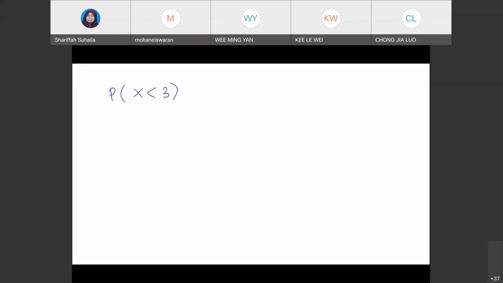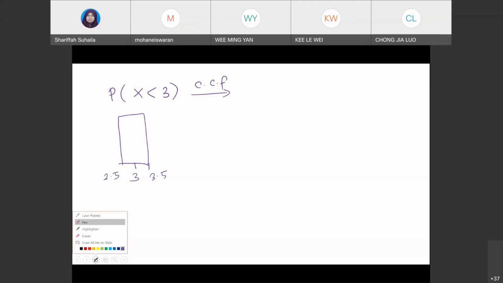Okay, you want to do the continuity correction factor. It's the same thing: you imagine that you have a rectangle here. So 3 is the middle value. 3 is between 2.5 and 3.5, because we have a discrete distribution in terms of rectangles, and if you have a continuous one, it's just a smoothing function.